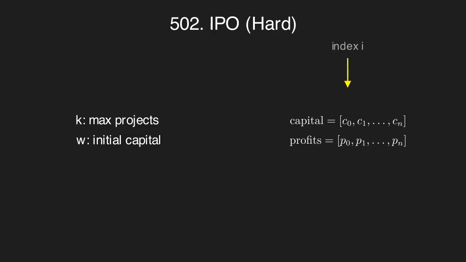We are given an initial capital denoted as W. There are n available projects. For any project i, it requires a minimum starting capital, represented by the array element capital[i], and it yields a pure profit, represented by profits[i].